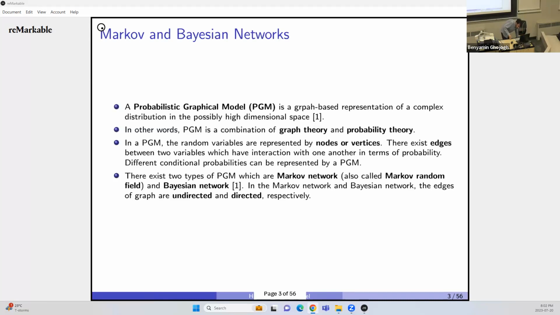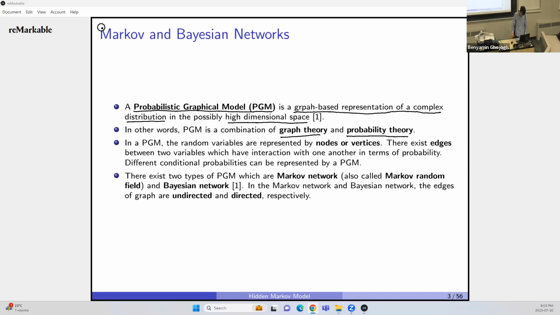A probabilistic graphical model, or PGM in short, is a graph-based representation of a complex distribution in a possibly high-dimensional space. So I can say that we have two areas of science, probability and graph theory, right? A probabilistic graphical model is the marriage between these two fields of science. So you combine them. You represent a probability model as a graph, and that's called a probabilistic graphical model. In other words, a PGM is a combination of graph theory and probability theory.